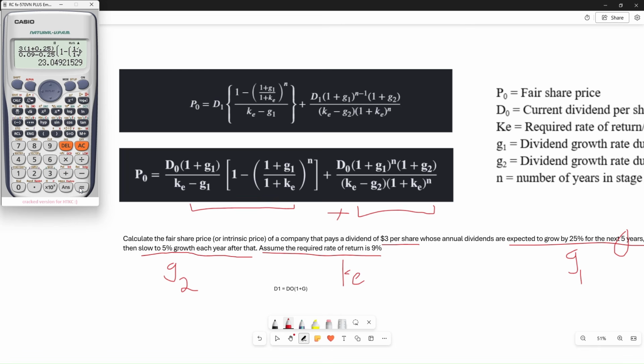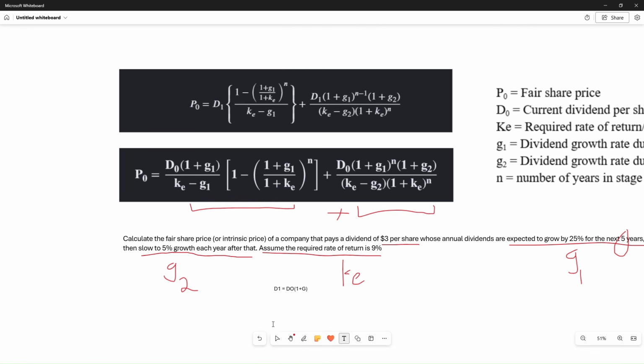So we have a question. The first thing we have there was 23.049. Let me write that out. Equals 23.049 plus. So we need to do the second side.